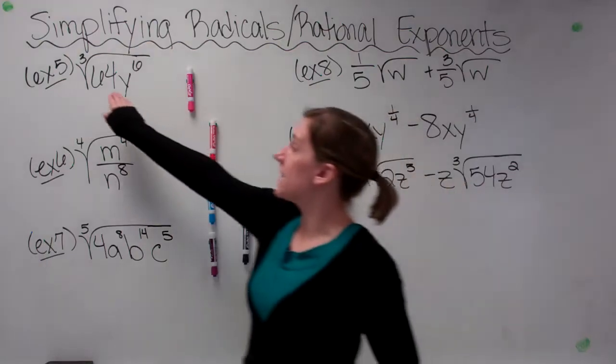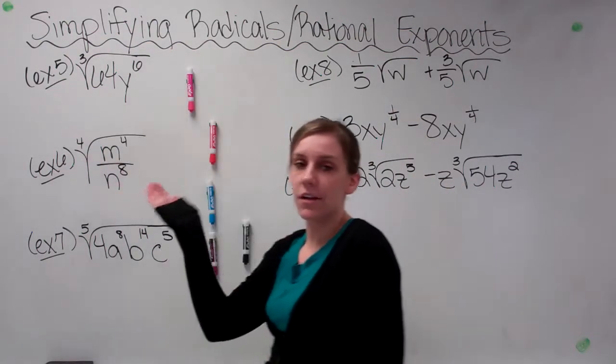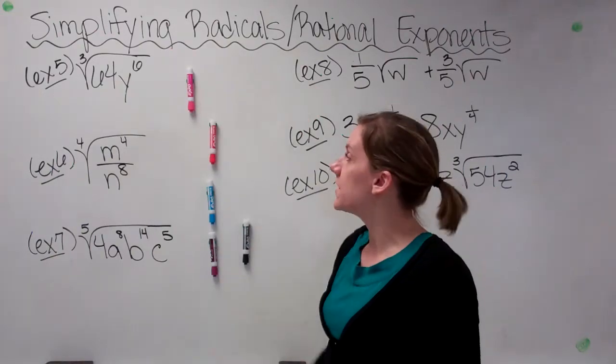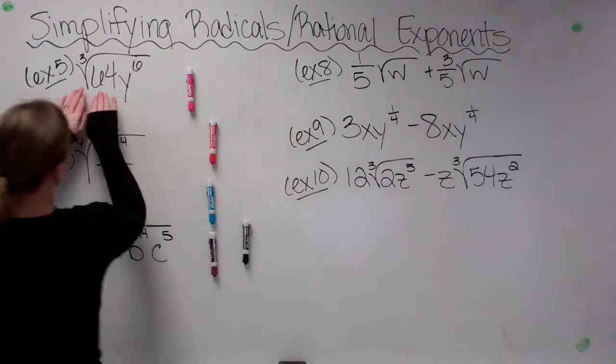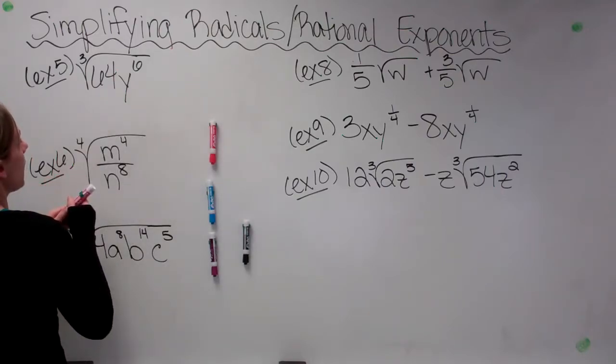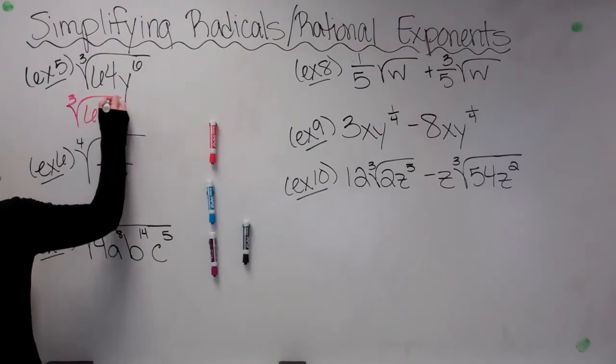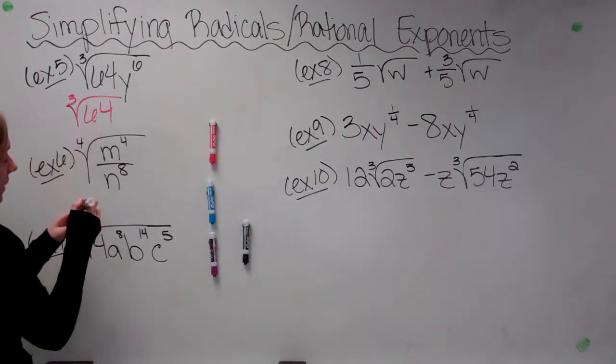The cube root of 64, we can kind of do that. We can use our calculator. We can memorize what cubed gives you 64. So this one you can actually work out. We can just work that out to the cube root of 64. Okay, and we're going to get that one in a second.